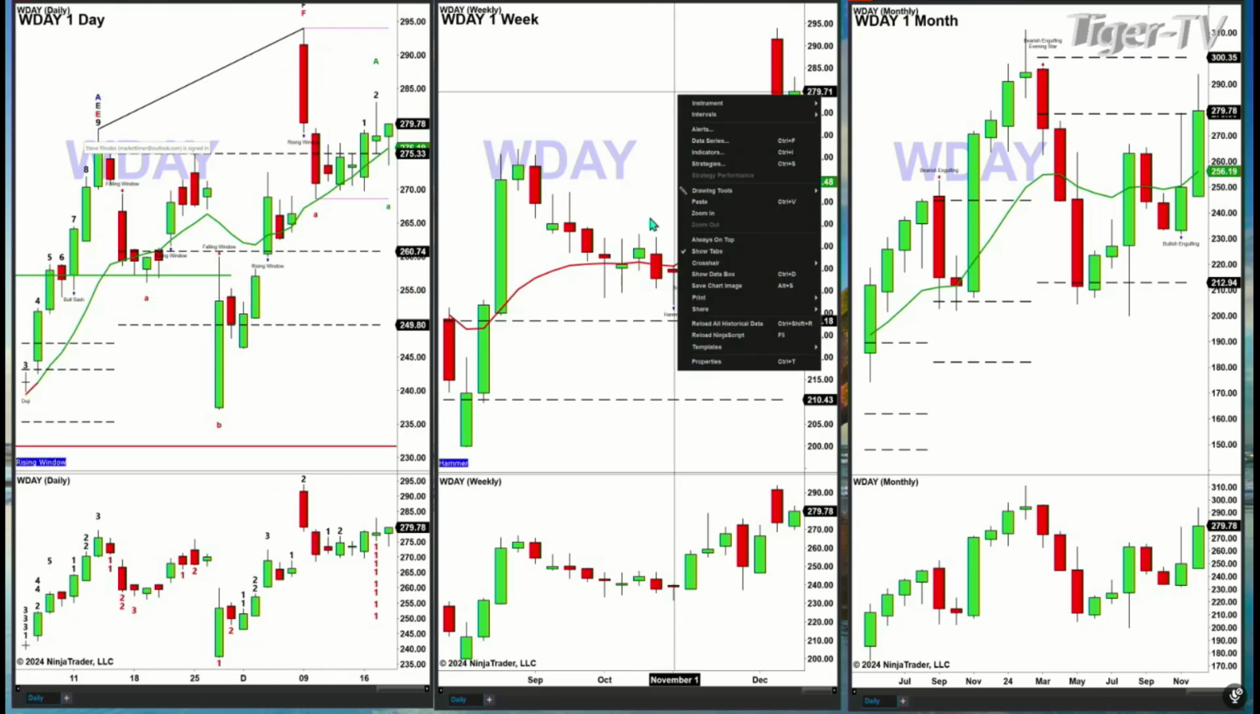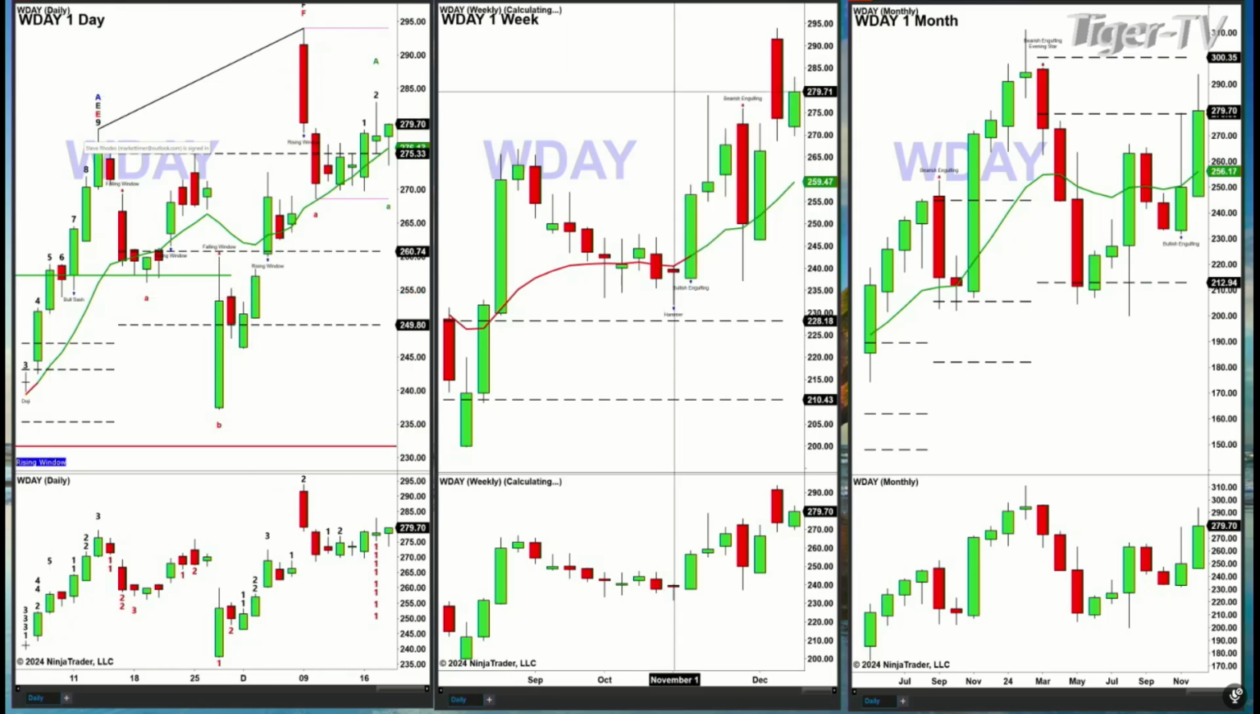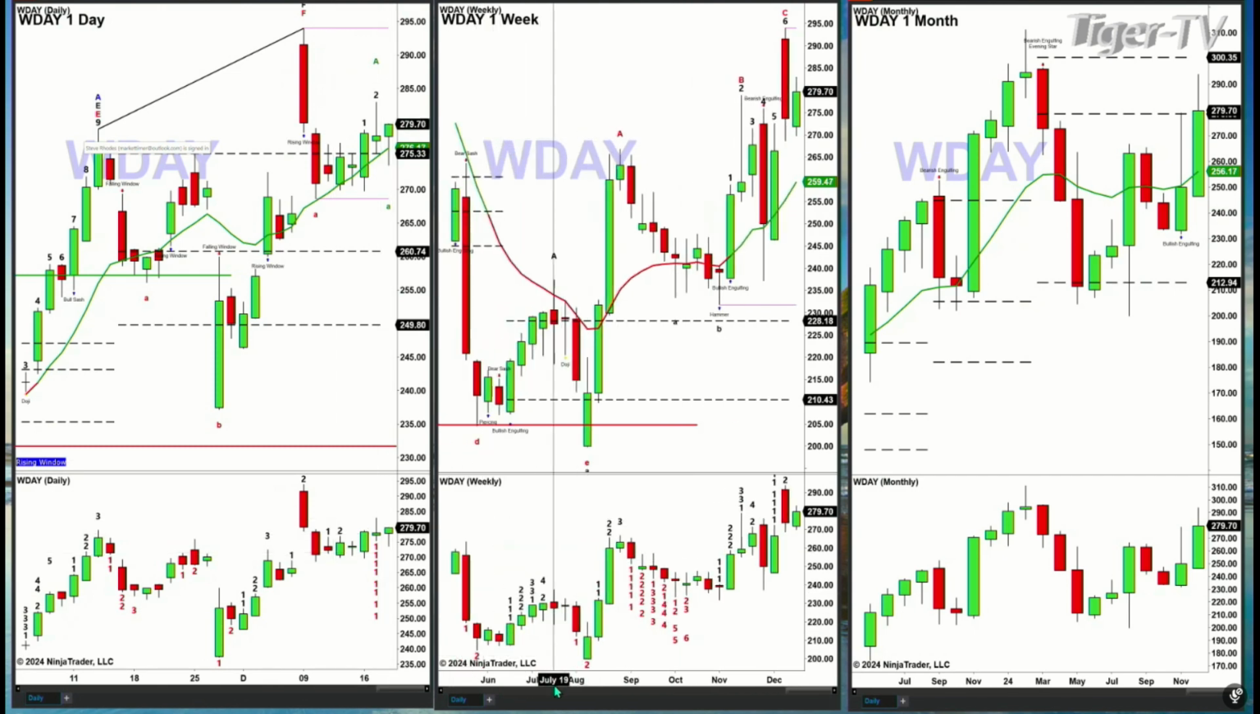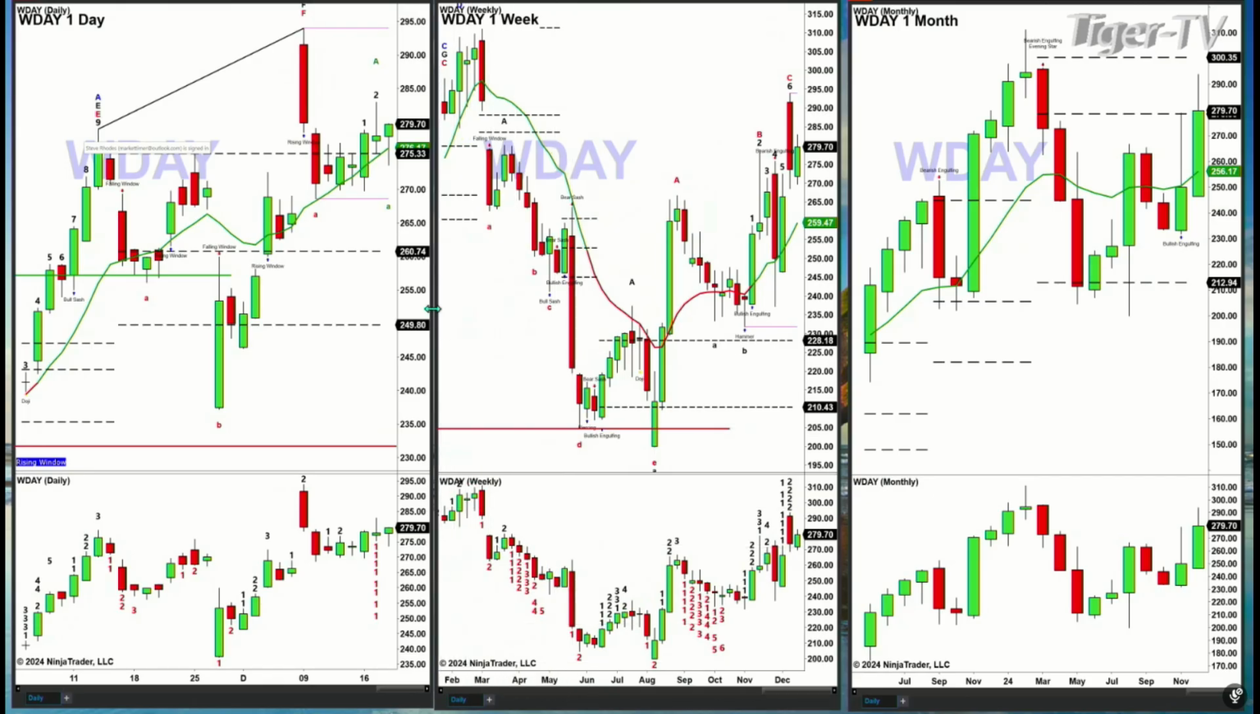The weekly chart, let's populate this with the signals out here, see where we're at. No topping signal that I see at this stage here. You are above resistance, so again, likely to continue to move higher.